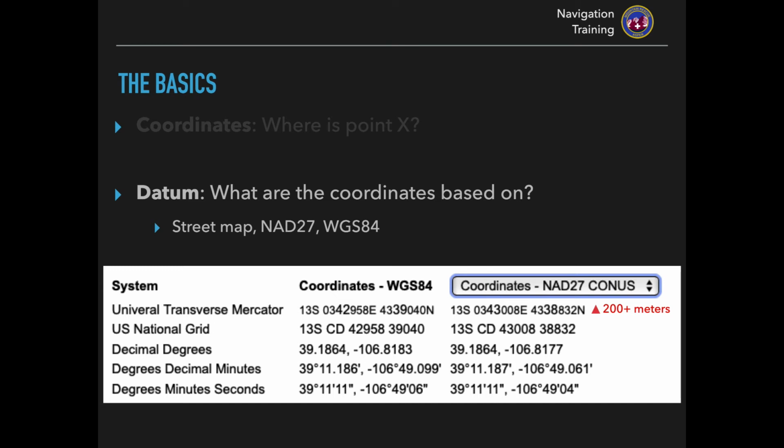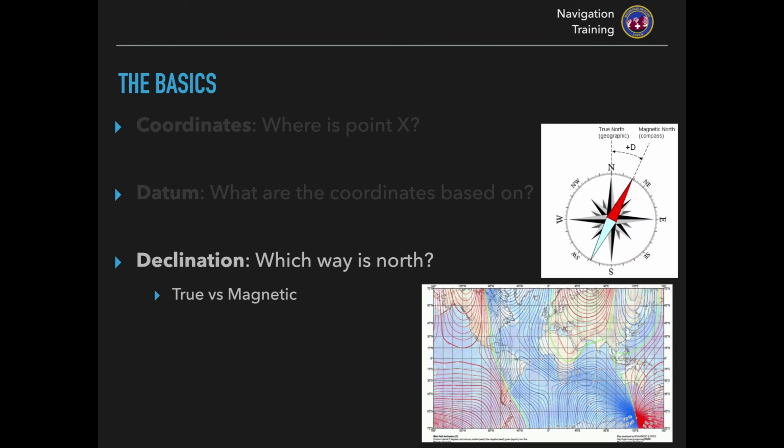In this screenshot here, you can see the same point on Earth referenced using different coordinate systems as rows, and in the second column, you can see that coordinate using the WGS 84 datum, and in the third column, you can see the same coordinates using the NAD 27 datum. In this case, you would be more than 200 yards off if you were to calculate the coordinates on a map that uses one datum, and then use a GPS device that references a different datum to navigate to that location.